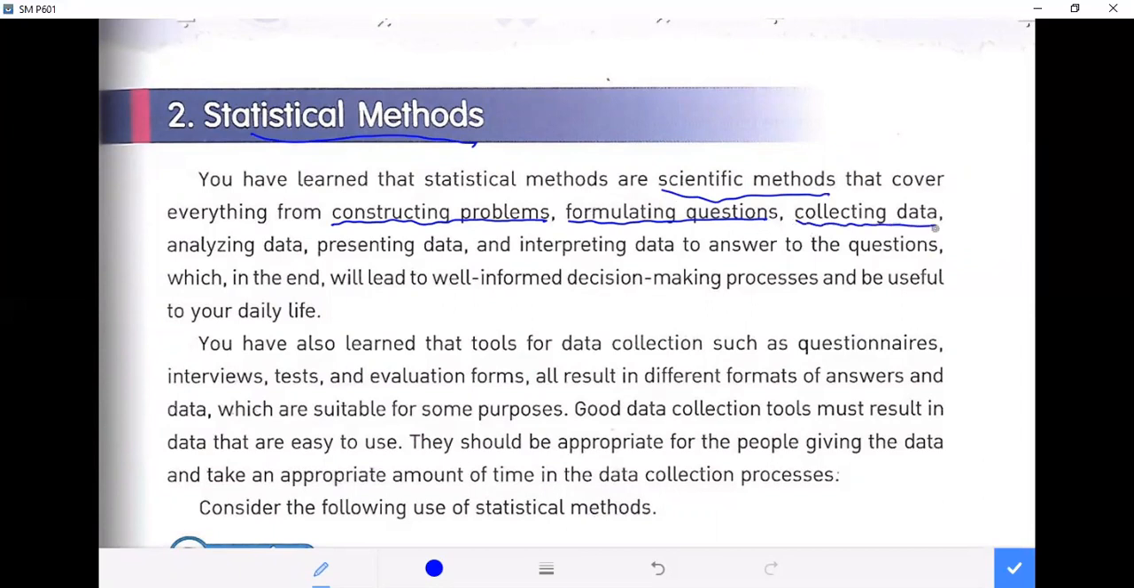Before you can have the answers, you need to collect the data. You need to collect the numbers. You can do some math or something to get your answers. Next one, when you collect it, you analyze it. You like this number, you keep it. You don't like it, you throw it away, something like that. And then you present it in the graph.